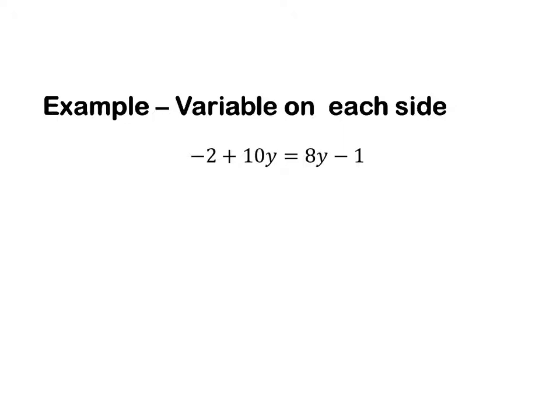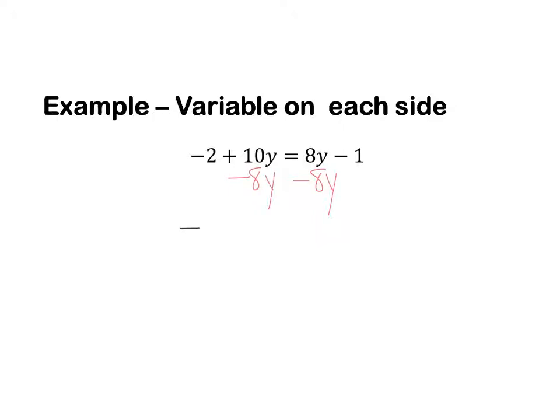Alright, now we're moving to an example of an equation that has a variable on each side. So if you look, I have a 10y on one side and an 8y on the other. And remember, to solve an equation, I have to have the variable isolated on one side of the equal sign. So that means I have to have a y on one side. And what I usually do is I normally get rid of the smaller one. So I have a 10y and an 8y. So I'm going to get rid of my 8y. This is a positive 8y, so I'm going to subtract 8y from each side.